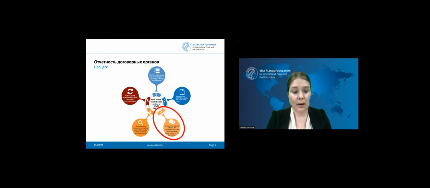Step three is the review itself. So this usually occurs in Palais Wilson in Geneva, Switzerland. And this is a dialogue between the committee and the state representatives. The dialogue is meant to be constructive, with the state acknowledging issues, explaining steps they are taking to try and resolve these issues, and then the committee discussing the steps that have been taken and other possible steps.